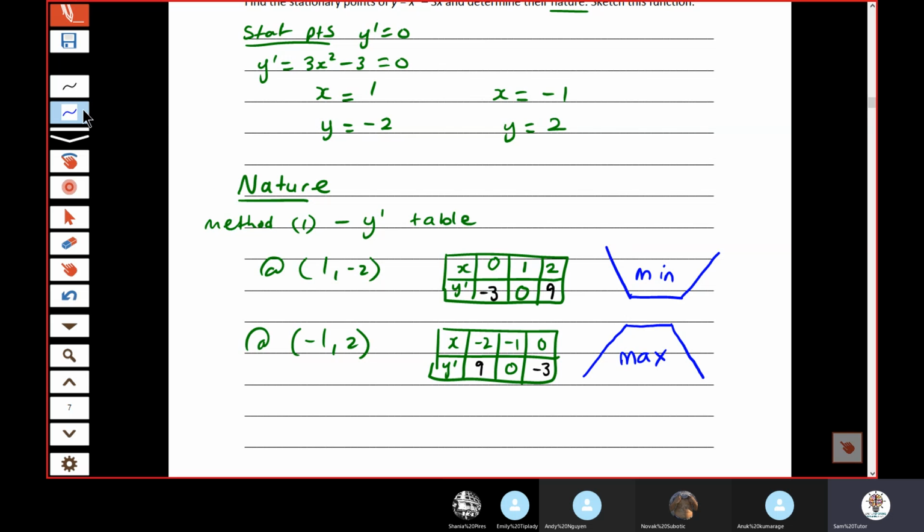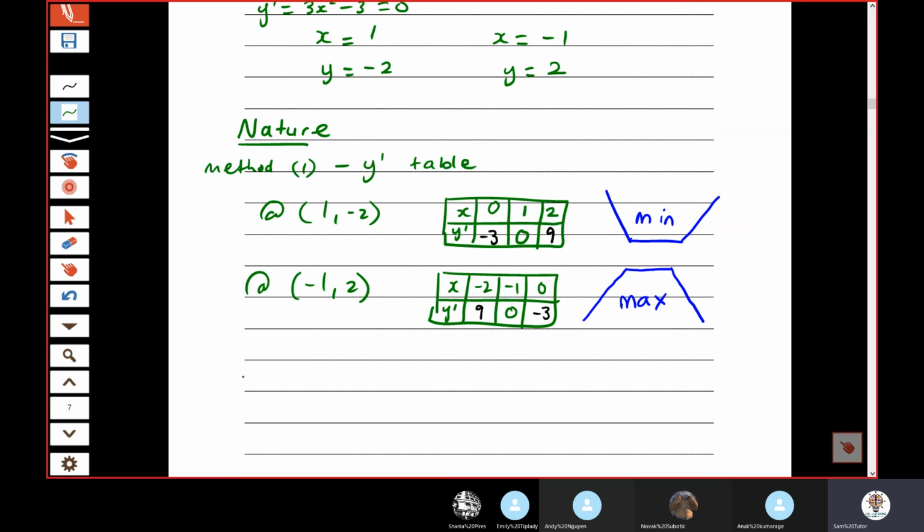Method 2 is what is called the y double dash method. It's never going to tell you which one to choose. You're meant to pick whatever you want for nature. Two things you do need to know before we do it. If y double dash is greater than 0, I know your brain might think it's a max, but it's not like that. Greater than 0 is the opposite. So therefore it's a min. And then y double dash less than 0 is a max.